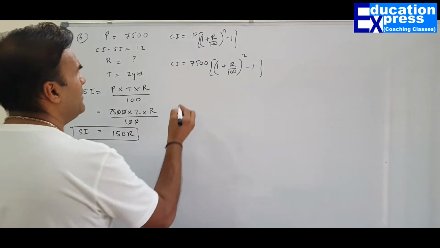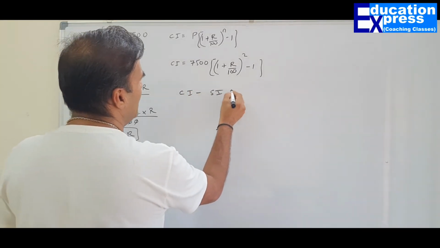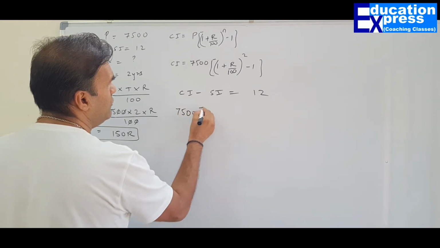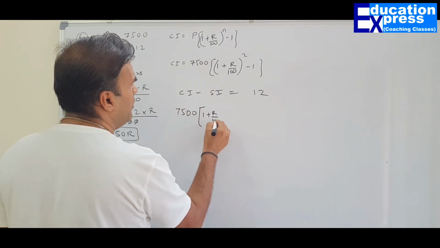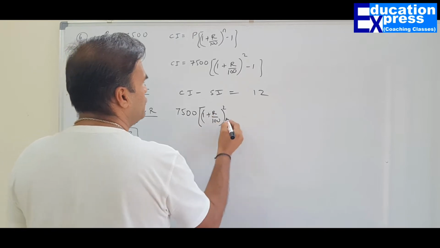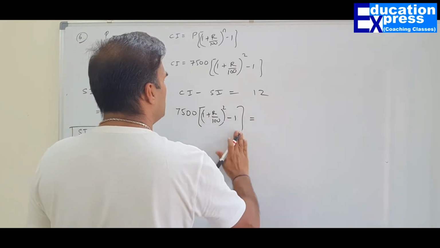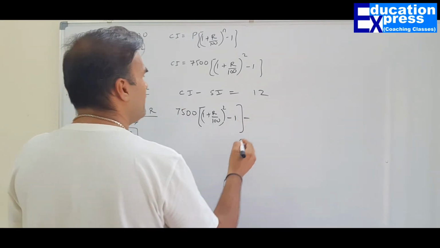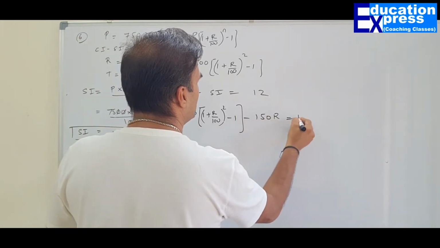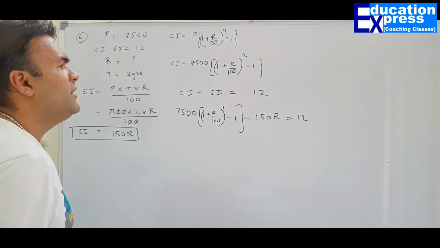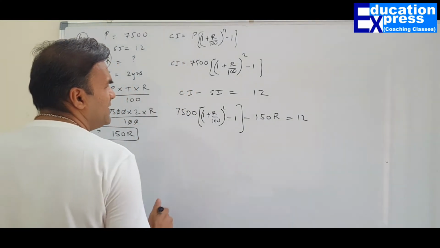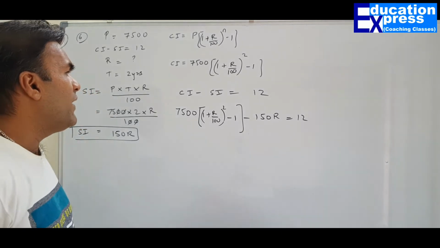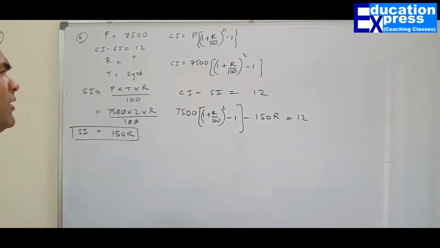Knowing the fact that CI minus SI equals rupees 12. So CI is 7500 times 1 plus R upon 100 raised to 2, minus 1, equals to CI minus SI, which is 150 R equals 12. Now we need to solve this question. Of course, yes, it would be challenging because this will involve a quadratic equation. Let us see how it works out.